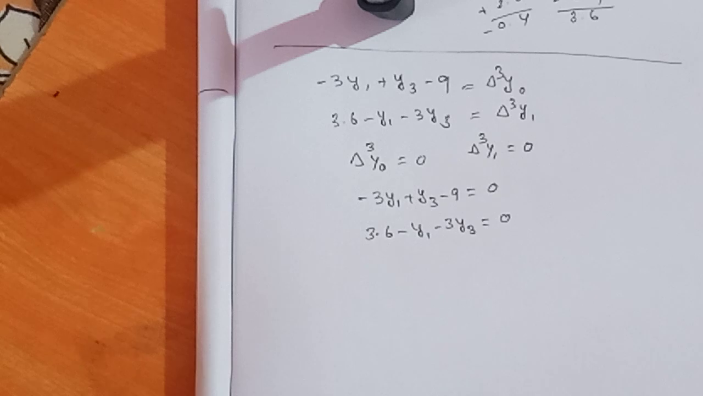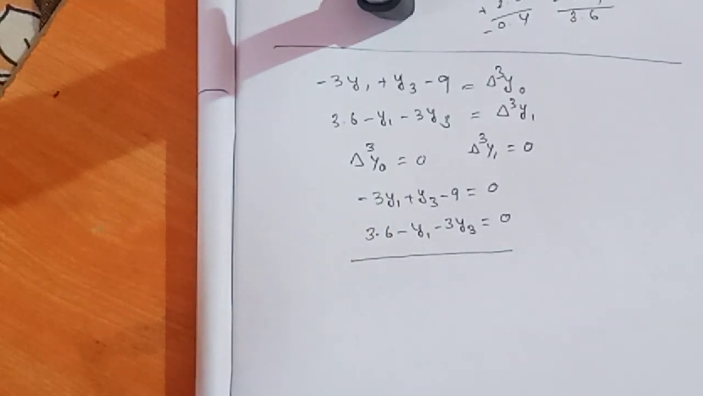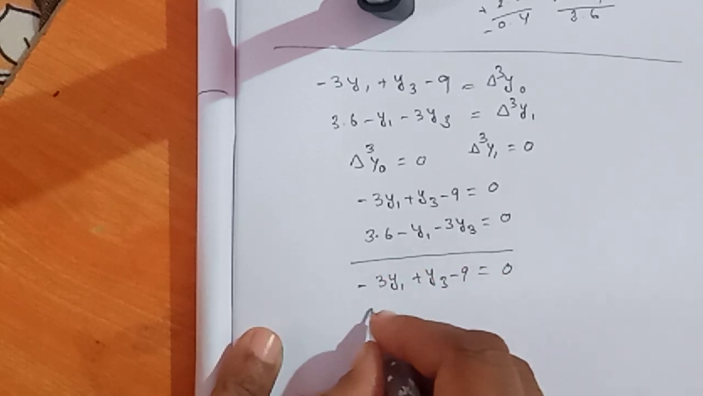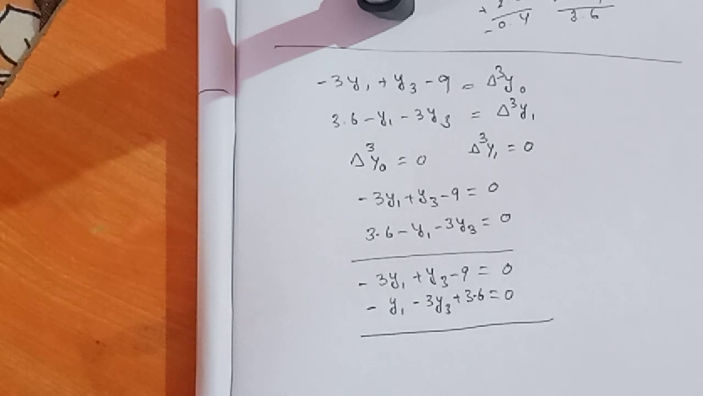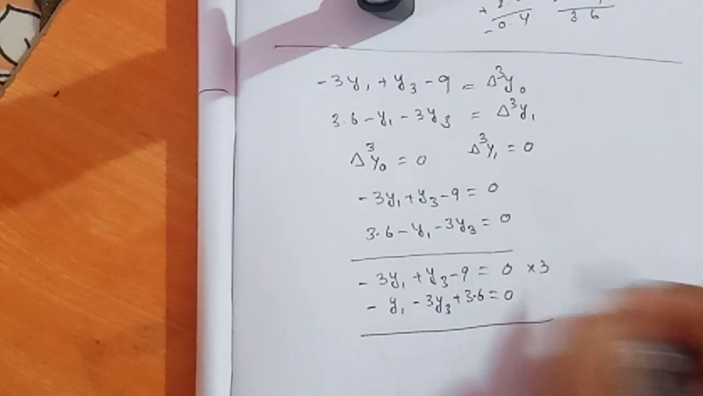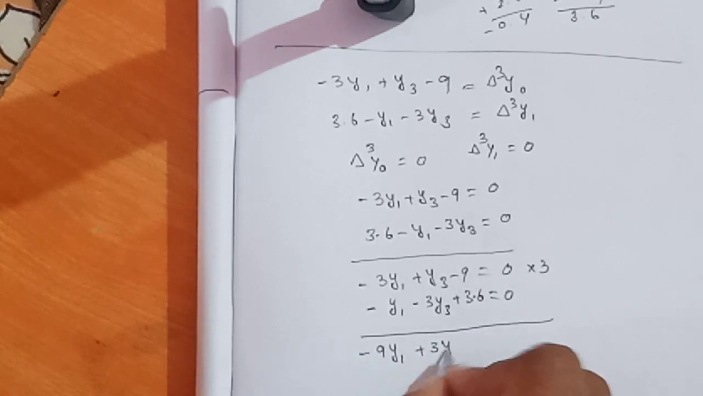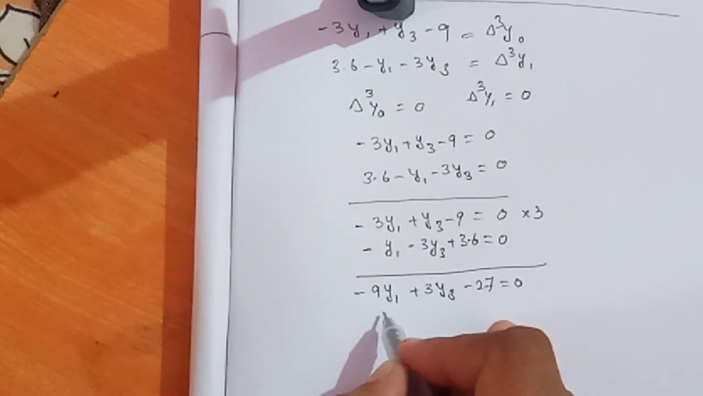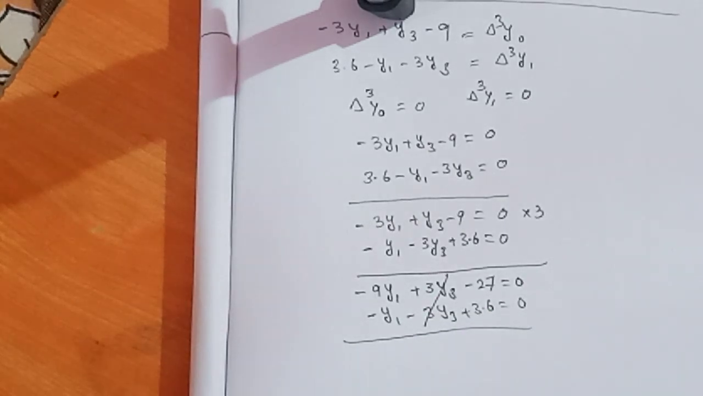Now let us solve it, no? For solving, here I will write this in a systematic way first. So minus 3y1 plus y3 minus 9 equal to 0, and minus y1 minus 3y3 plus 3.6. The same thing I wrote in a systematic way, right? Now I will multiply this with 3, right? What happened? Minus 9y1 plus 3y3 minus 27 equal to 0. Now next, this as it is I am writing, minus y1 minus 3y3 plus 3.6 is equal to 0. Now this plus and minus are of same value, it strikes off.